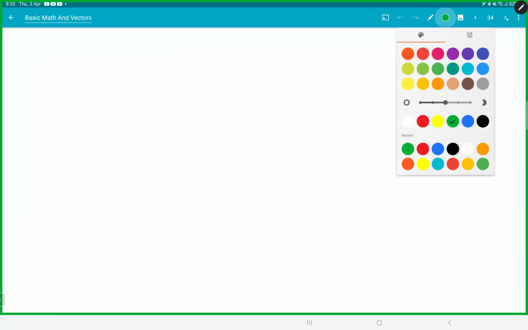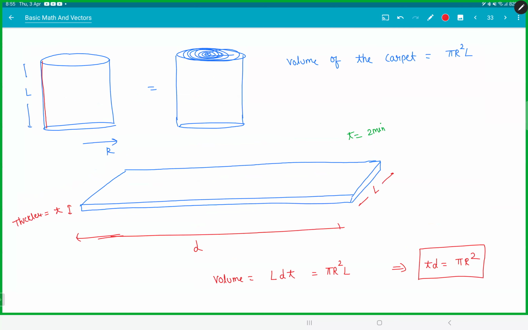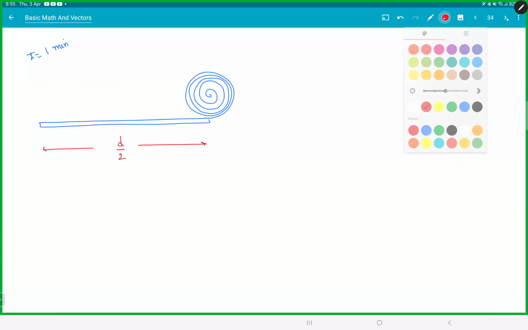Then what you did, now where t is equal to 1 minute, this is how your carpet started looking. Now tell me one thing. In 2 minutes, if this thing opens to a distance d, in 1 minute, how much will it open? D by 2, right? Because the speed is constant. Does everyone agree with that statement? In 2 minutes, the carpet will open distance d. In 1 minute, the carpet will open d by 2.